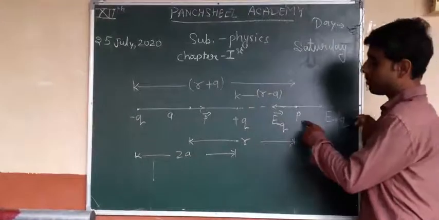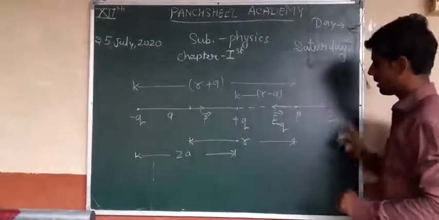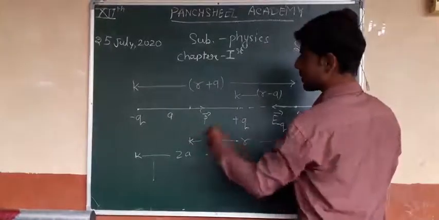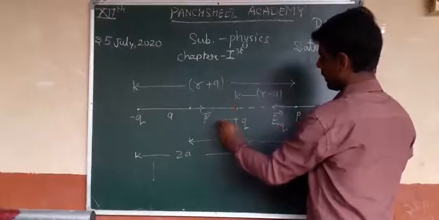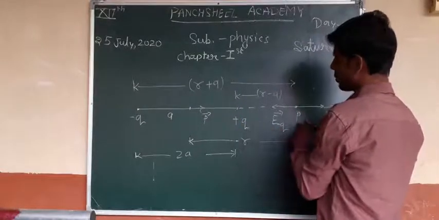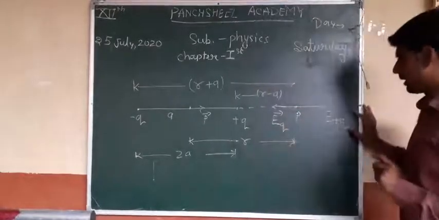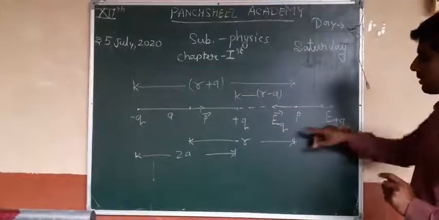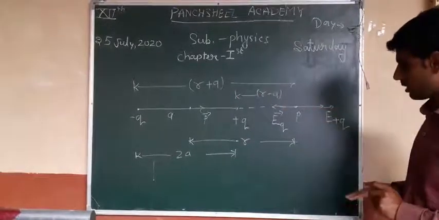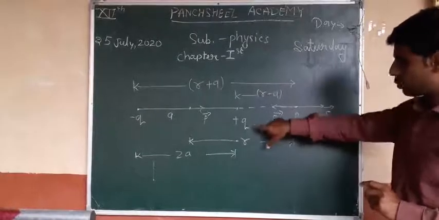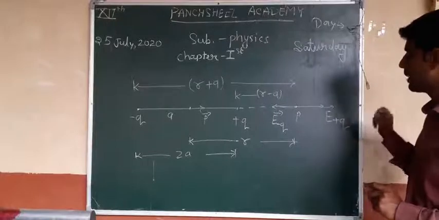Suppose we consider a point P at a distance r from the midpoint. Then the distance between minus q charge and P is r plus a, and the distance between plus q charge and P is r minus a. The electric field due to minus q charge is in this direction because of its attractive nature, and the electric field due to plus q charge is in this direction, because of its repulsive nature.